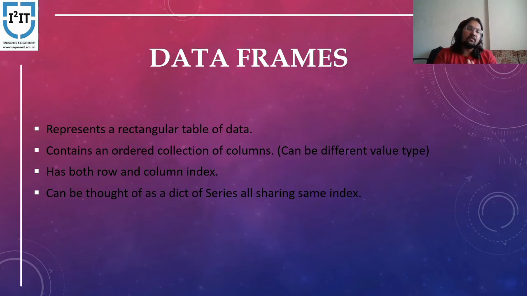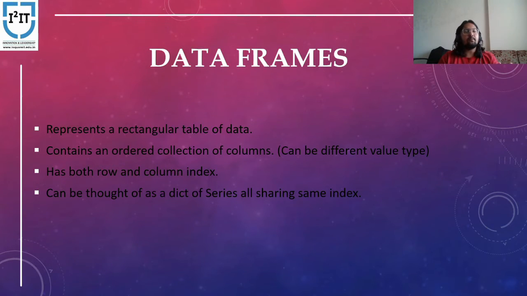So a data frame basically represents a rectangular table of data, meaning that it has both rows and columns. It is not a singular or one-dimensional group of data. It is not a type of array, but it is a multi-dimensional array. So it contains both rows and columns, and these rows and columns can be of different value types. So it can be float, it can be character, it can be integer, it can be any different value.